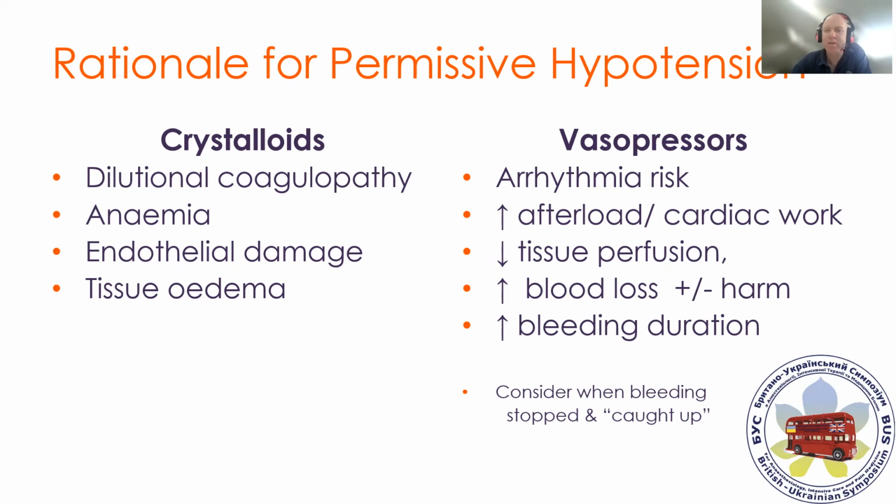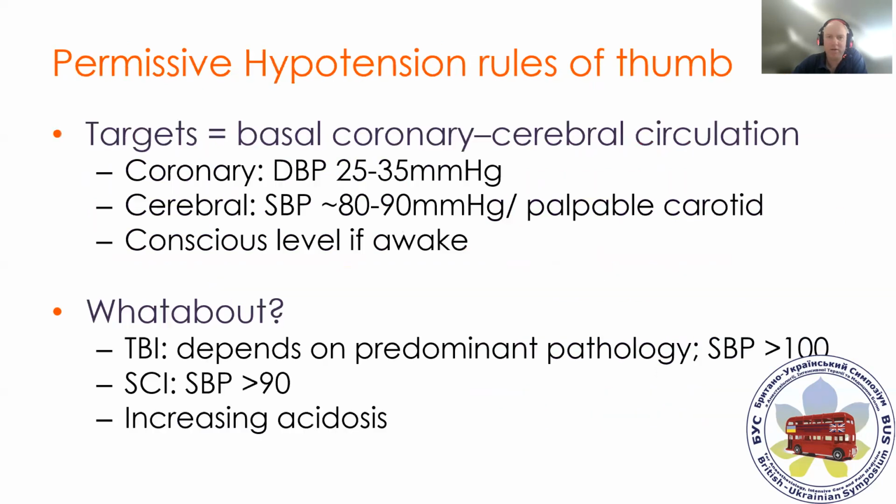And vasopressors in the hypovolemic patient risk arrhythmias, they risk increased cardiac work, reducing tissue perfusion, and increasing blood loss and bleeding duration. They can, however, be used once the bleeding has been stopped, you've caught up with the volume, and they can start to be introduced as the depth of anaesthesia and analgesia is increased. And I've got some targets here as sort of rough rules of thumb.